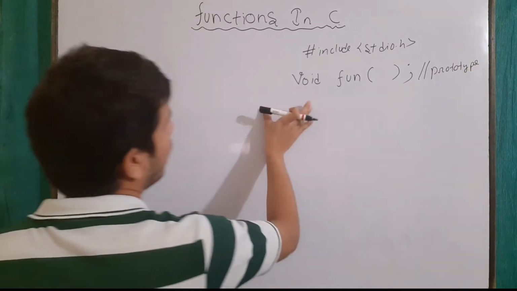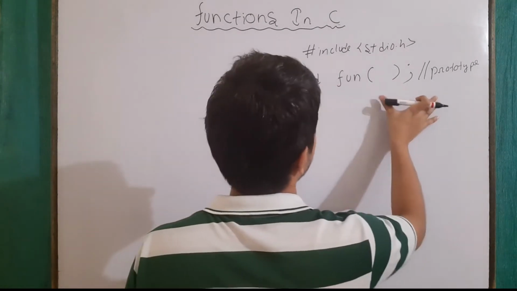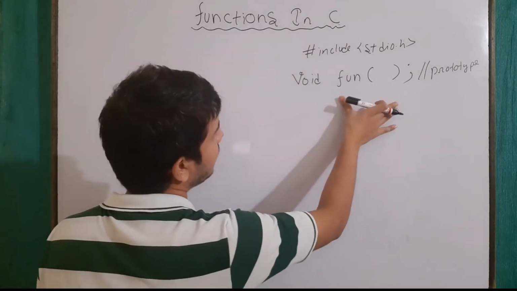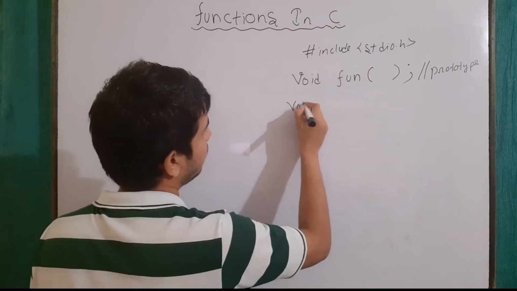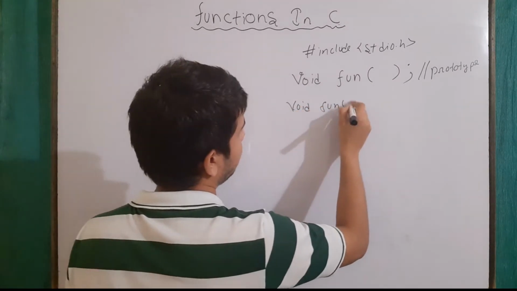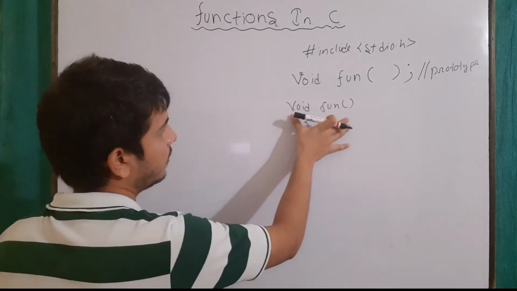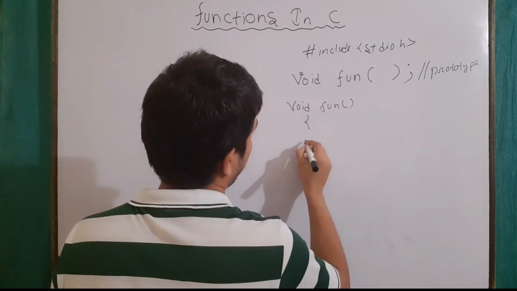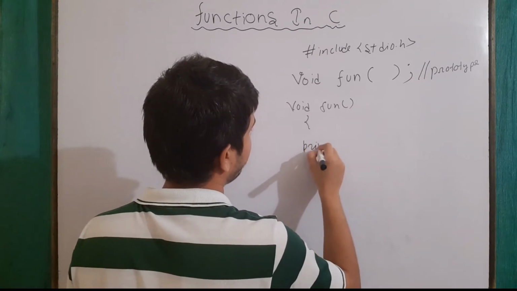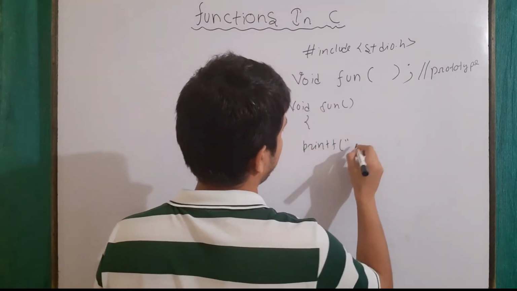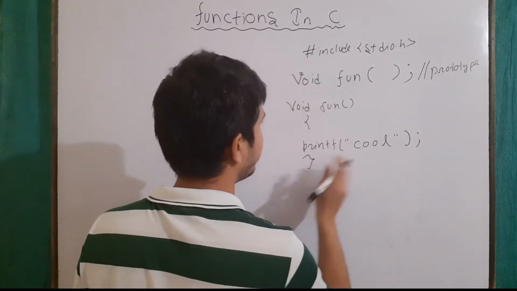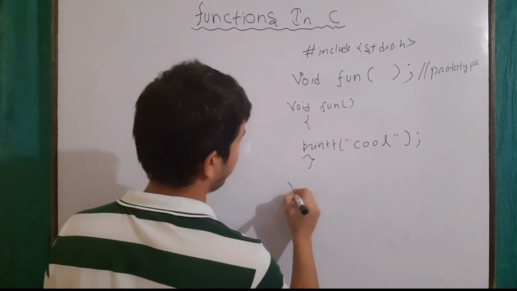Now each of its entities has a different meaning. We will talk about it one by one. Then we write the body. Let's say the body is void fun. The same prototype is written here. Then let's say I am writing printf of "cool" here, right? And that's all. There's only one line. Then I'll call the main function.